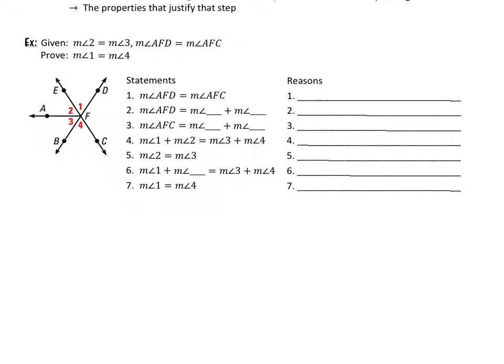We're starting out with a statement, and you notice these are numbered. So statement 1 is that the measure of angle AFD equals the measure of angle AFC. That is listed here as a given. So my reason is just given.